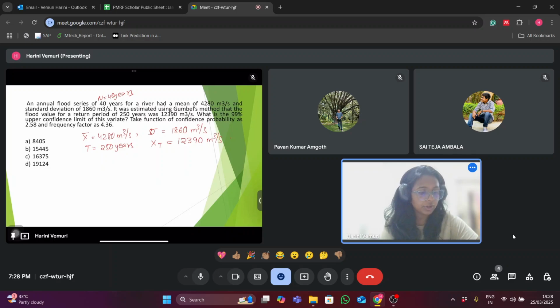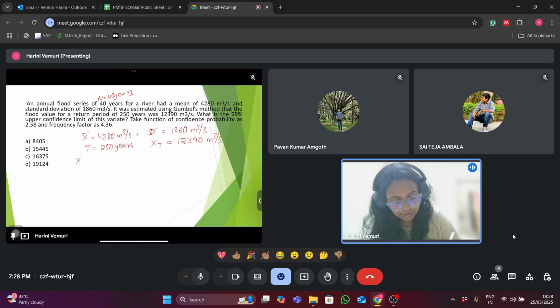Take the function of confidence probability as 2.58 and the frequency factor as 4.36. Okay, so then what we have to do: we know that they have given the flood value for the return period of 250 years, and also they have given the mean, standard deviation, frequency factor, everything. So first, what we will try to do is to calculate the upper limit of confidence.